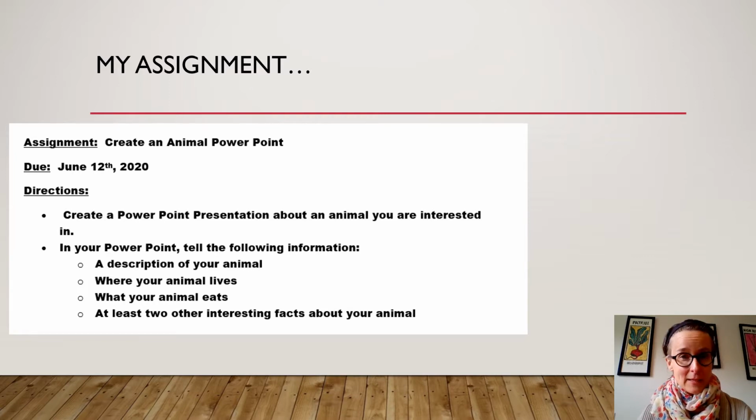I have an assignment that I have gotten on Schoology. Here's my assignment. I need to create an animal PowerPoint. It's due on June 12th, so I have some time. Here are my directions. My directions say, create a PowerPoint presentation about an animal you are interested in.